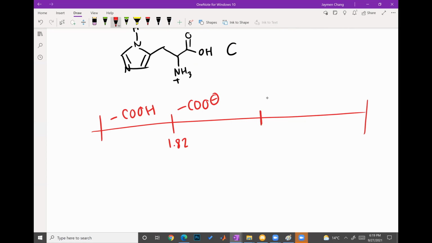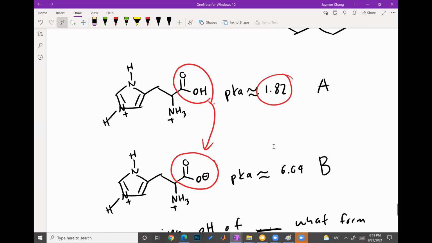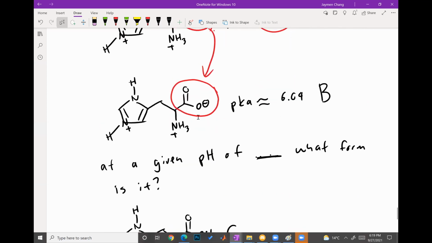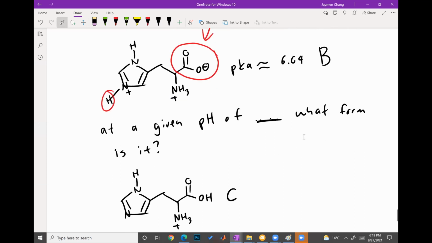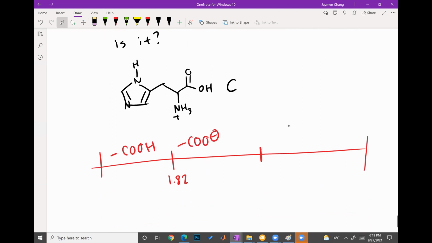Then now we have our next one, which is going to be 6.04. And we're going to see the thing that it gives up is actually going to be giving up this proton. So what we can do is just draw an NH plus. And once it crosses 6.04, it actually becomes an N. Does that make sense?